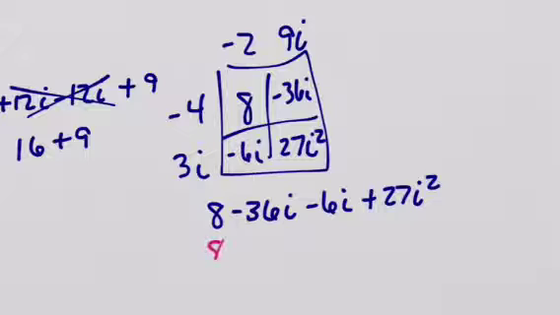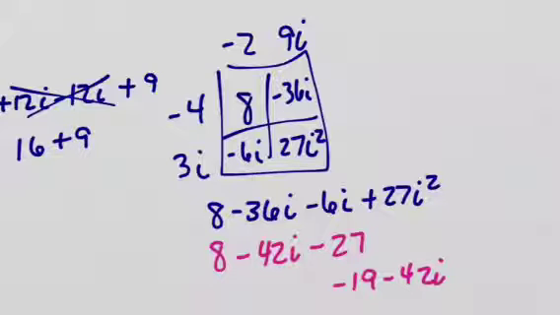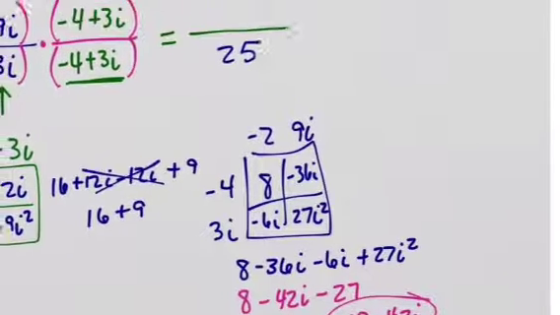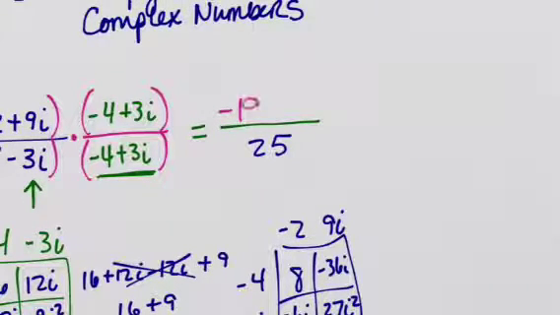So this becomes 8 minus 42i minus 27. So I end up with negative 19 minus 42i for the top. So if I zoom this out, I can write that up here at the top, negative 19 minus 42i.